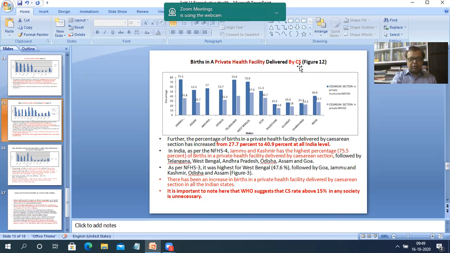This is a serious consideration, and as I have mentioned here, it is important to note that WHO suggests that a CS rate above 15% in any society is unnecessary, right? Because it cannot be validated by medical causes, right?